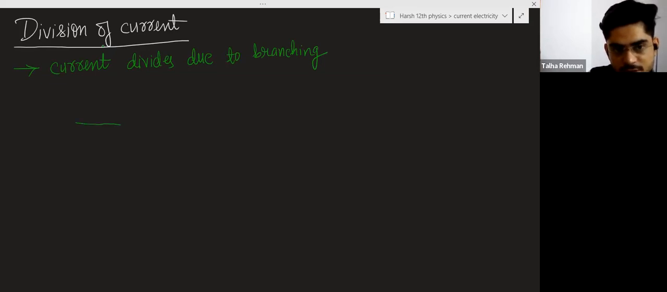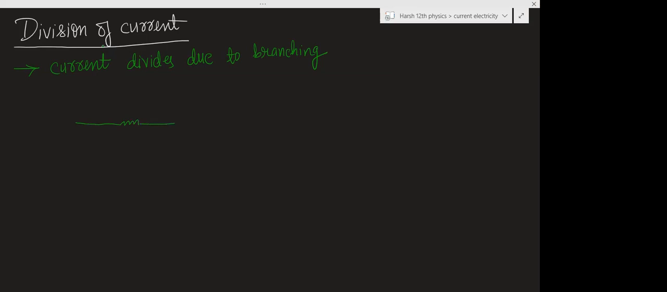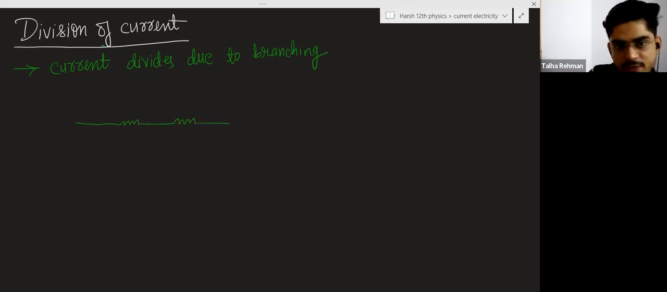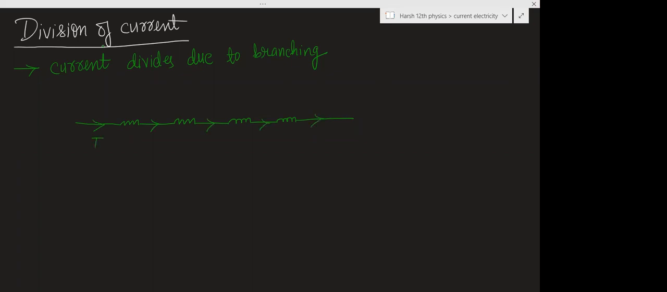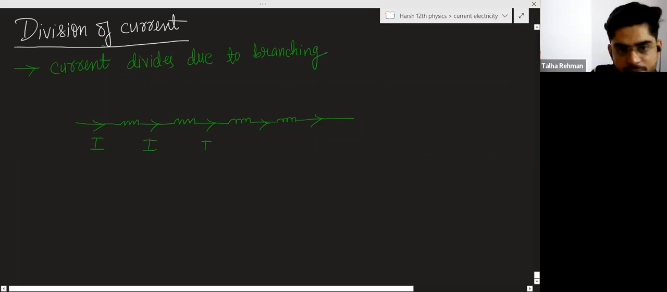Now, see here. If you have a wire like this and resistances are connected like this, this is a symbol of resistance. Resistance means the hindrance in the path, and this is looking like the hindrance in the path. This path is smooth. This is the hindrance in the path. So that is why we represent the resistance like this. So if the wire is same, there is no branching, then the current will remain same.